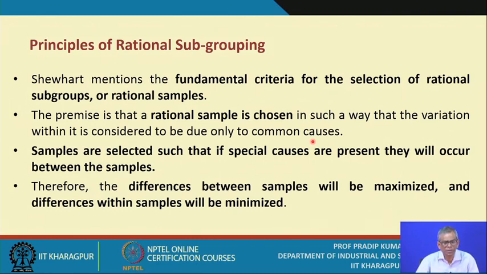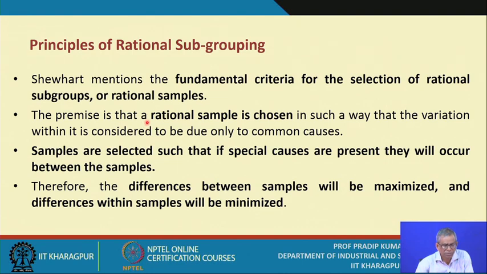Subgrouping means essentially the sampling. Shewhart, who is referred to as the father of statistical process control, introduced the concept of control charting initially for manufacturing processes. He mentions the fundamental criteria for the selection of rational subgroups. That means, what are the basic criteria based on which you should select a sample or create a sample.